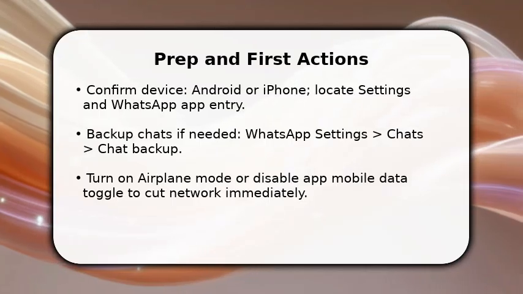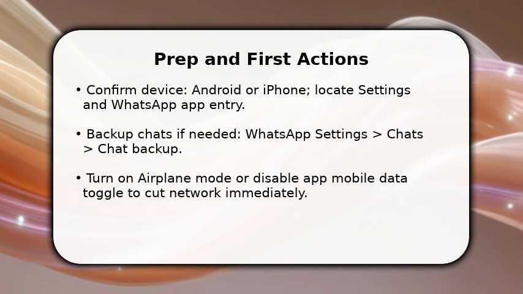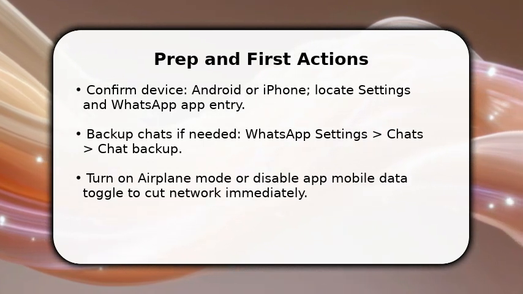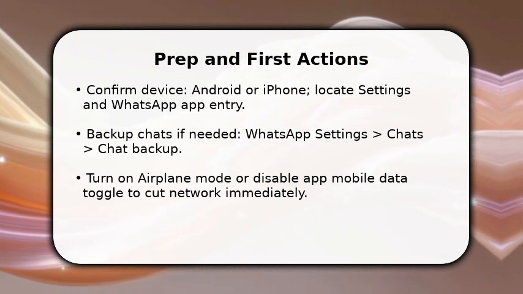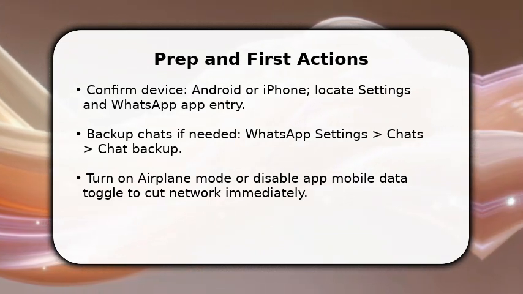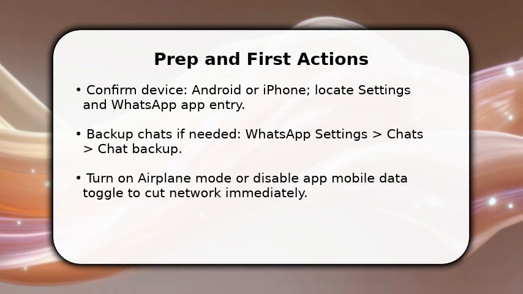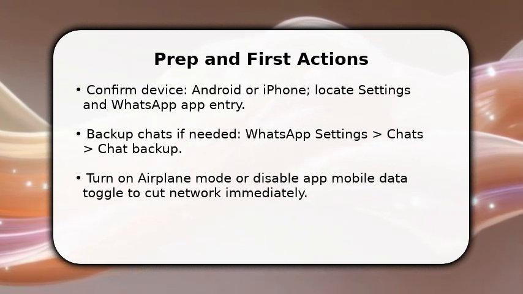You start by choosing a safe method, temporary airplane mode or app-level blocks. First, back up your chats so you don't lose data. On Android, open Settings, then Apps, then WhatsApp. On iPhone, go to Settings, then Cellular, and find WhatsApp.